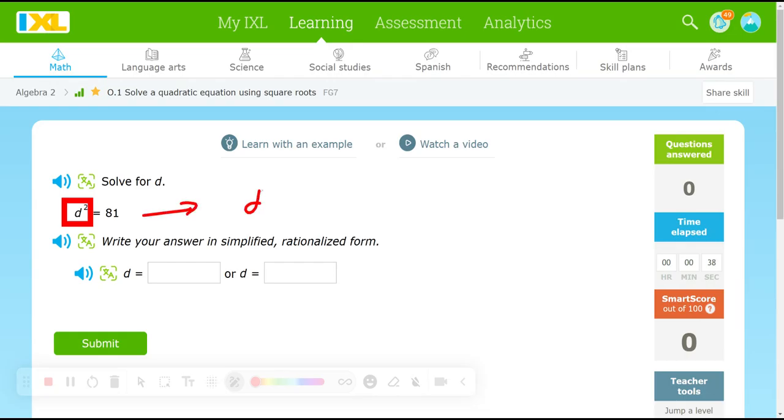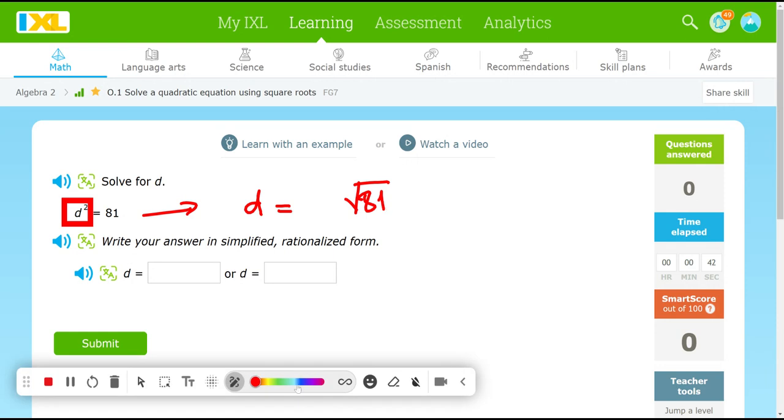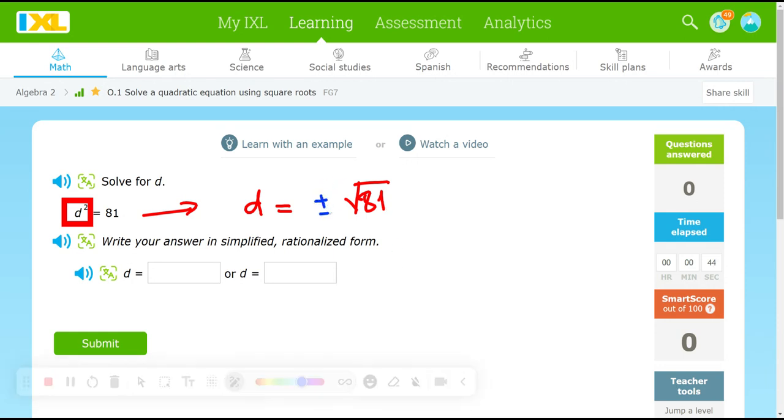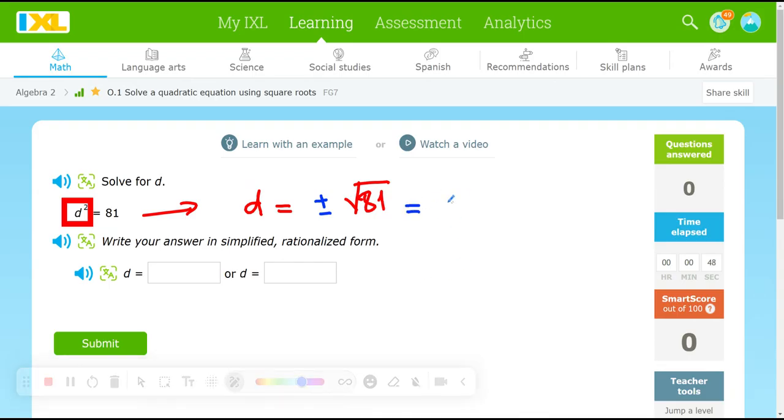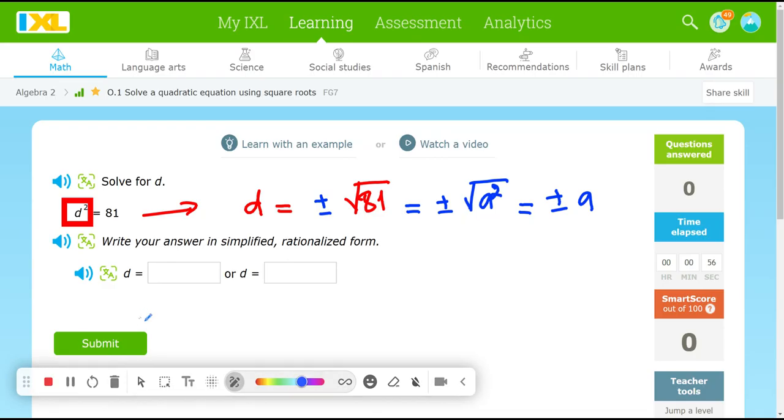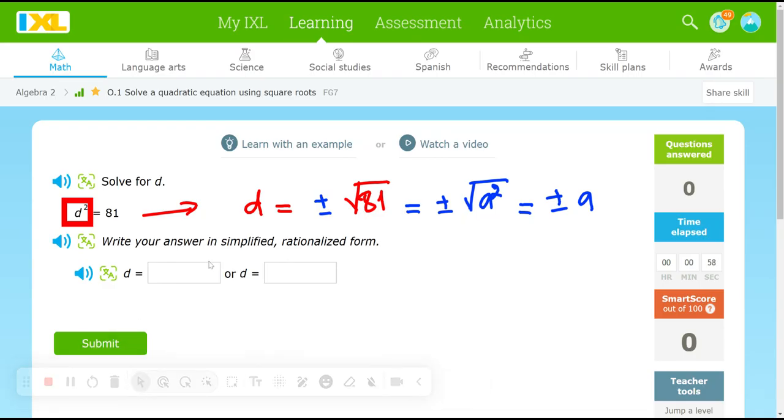So d should be equal to the square root of 81. But make sure you do not forget plus and minus in front of the answer. You know 81 is 9 squared. So the answer should be plus minus 9. I put my answer in the box: minus 9 first, plus 9 in the back.